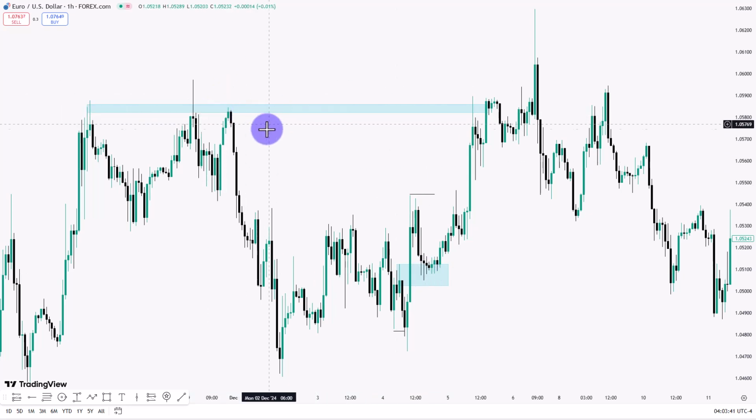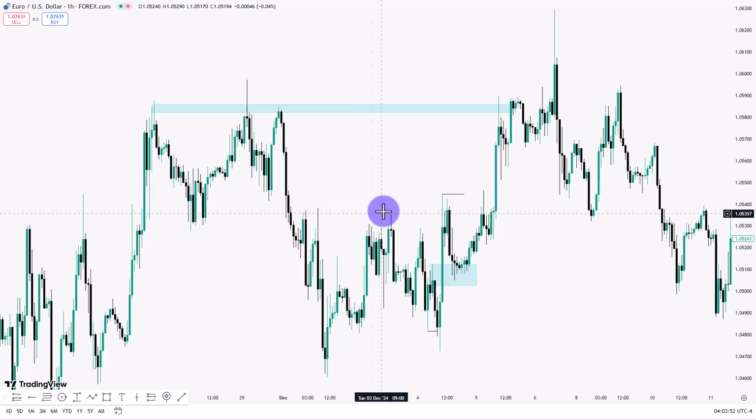That drawn liquidity is the main thing you are looking for, not just a change of character. If you have a change of character and there is no opposing drawn liquidity, relative equal highs, old highs, or thereabouts, then that's not a good setup for you.